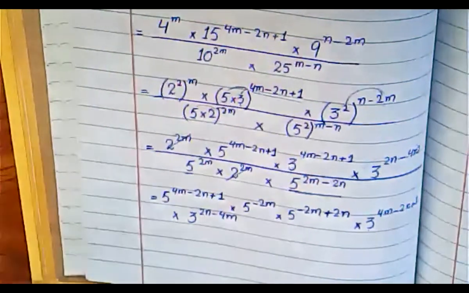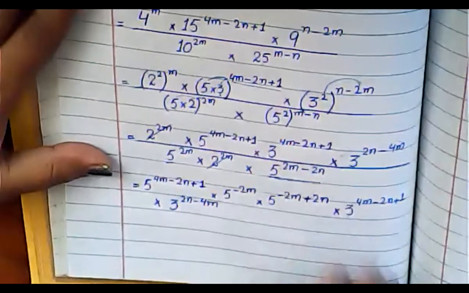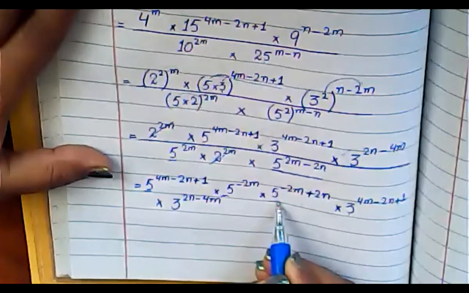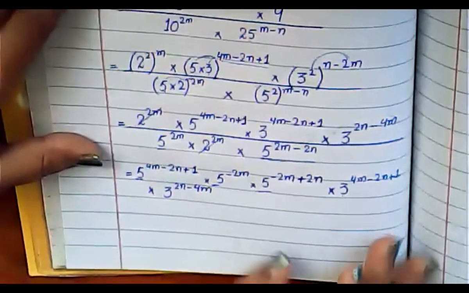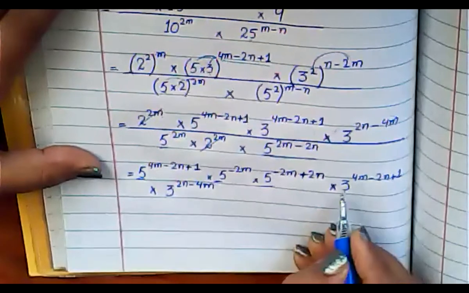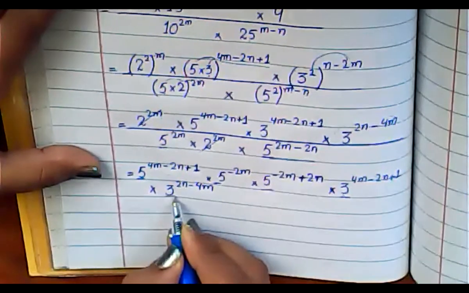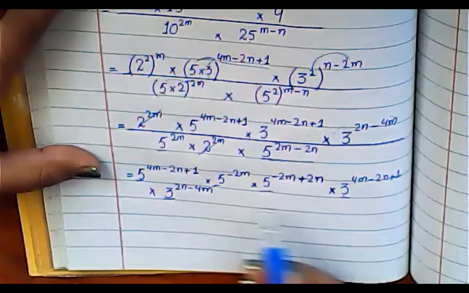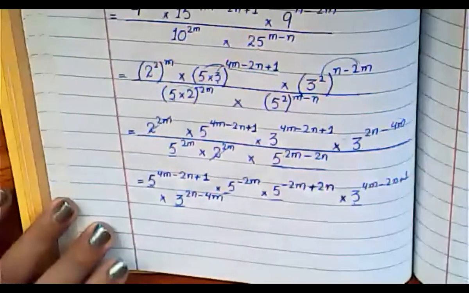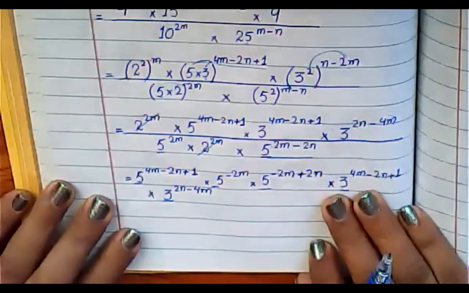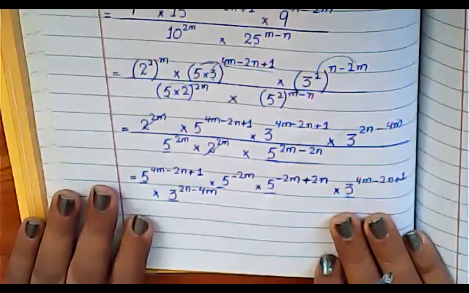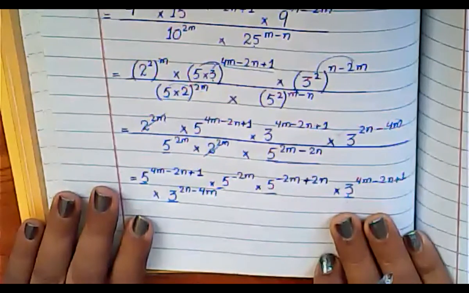Now, look at here. What do you have here? Same bases. What same bases are here? This 5 and this 5. You have the same base, which is 5, 5, and 5, and another same base is this 3 and this 3. If the bases are the same, the powers will be added together. Very good, Fatima Abdul Karim.